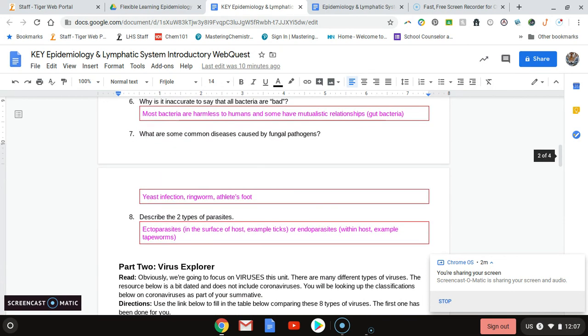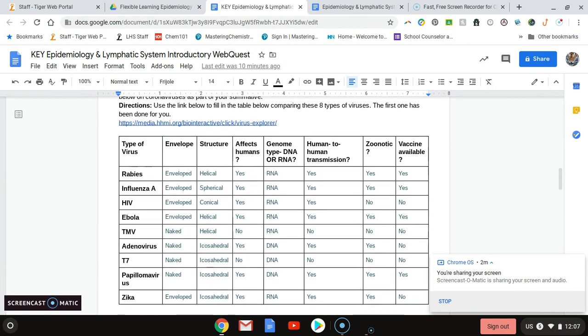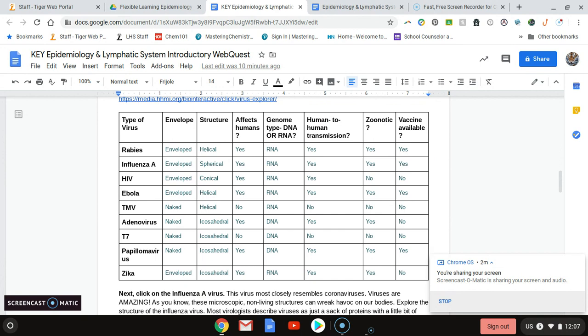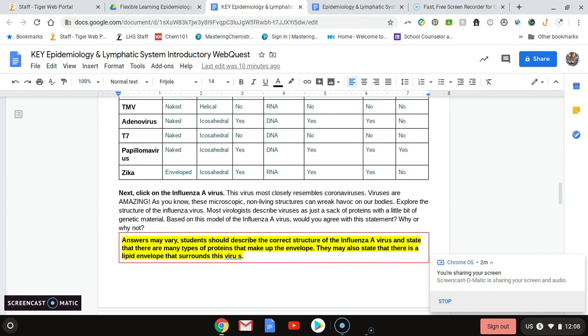In part 2, you were to fill out a chart. If you would like to hit pause at this point and compare it to your answers, I would suggest you do so. The next question was, explore the structure of influenza virus. Based on this model of influenza, would you agree or disagree with the statement that it resembles a coronavirus?